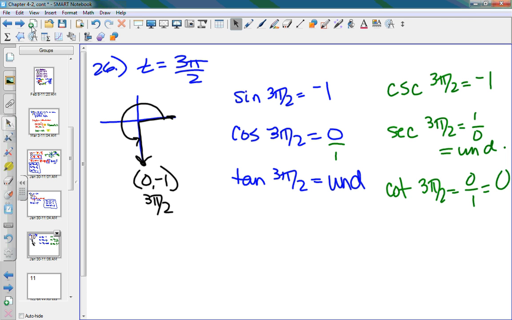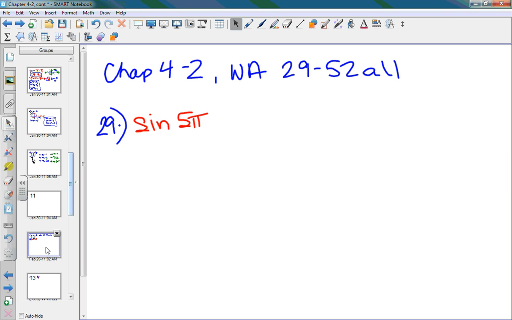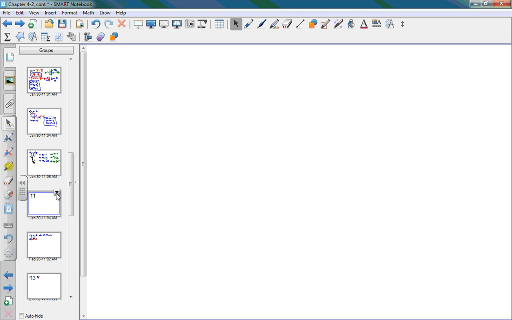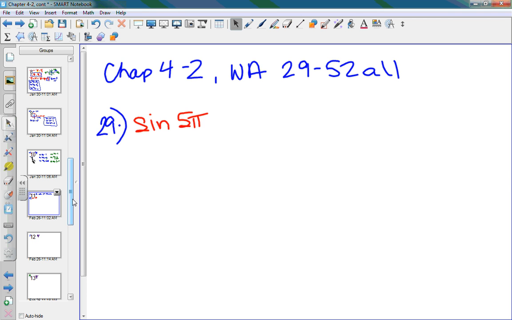Okay, that's last night's homework. Now tonight's homework is going to be 29 through 52 all. Tonight's homework is 29 through 52 all. Your last assignment for the week.